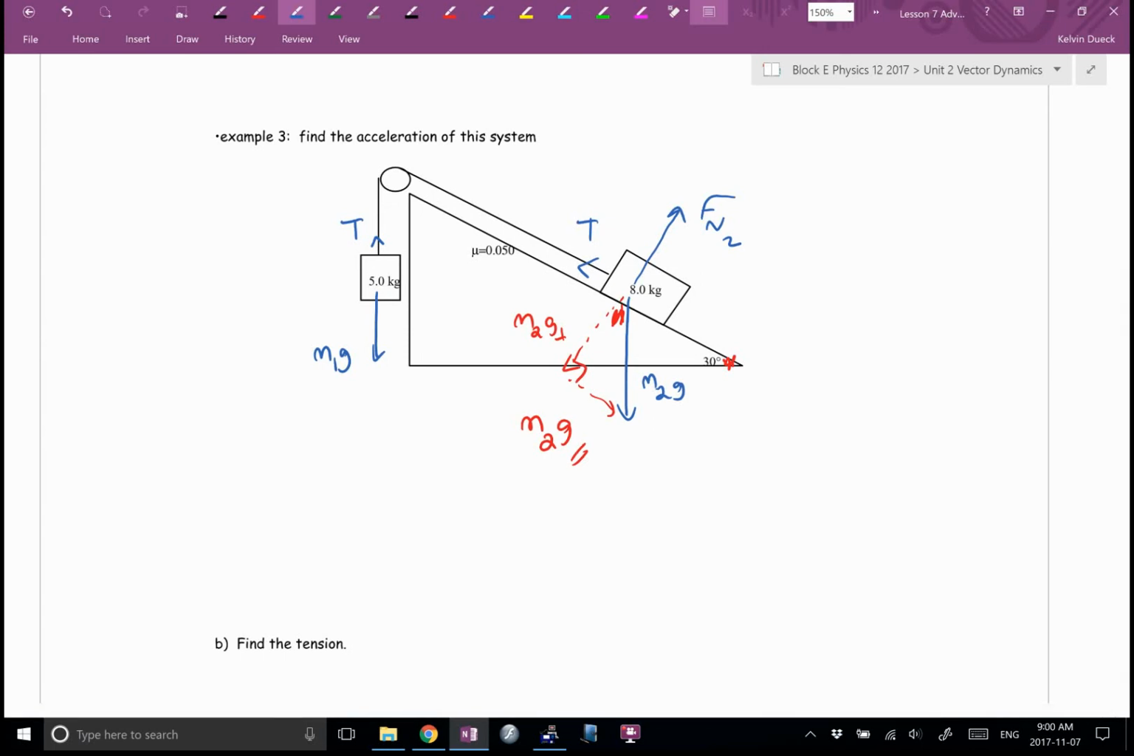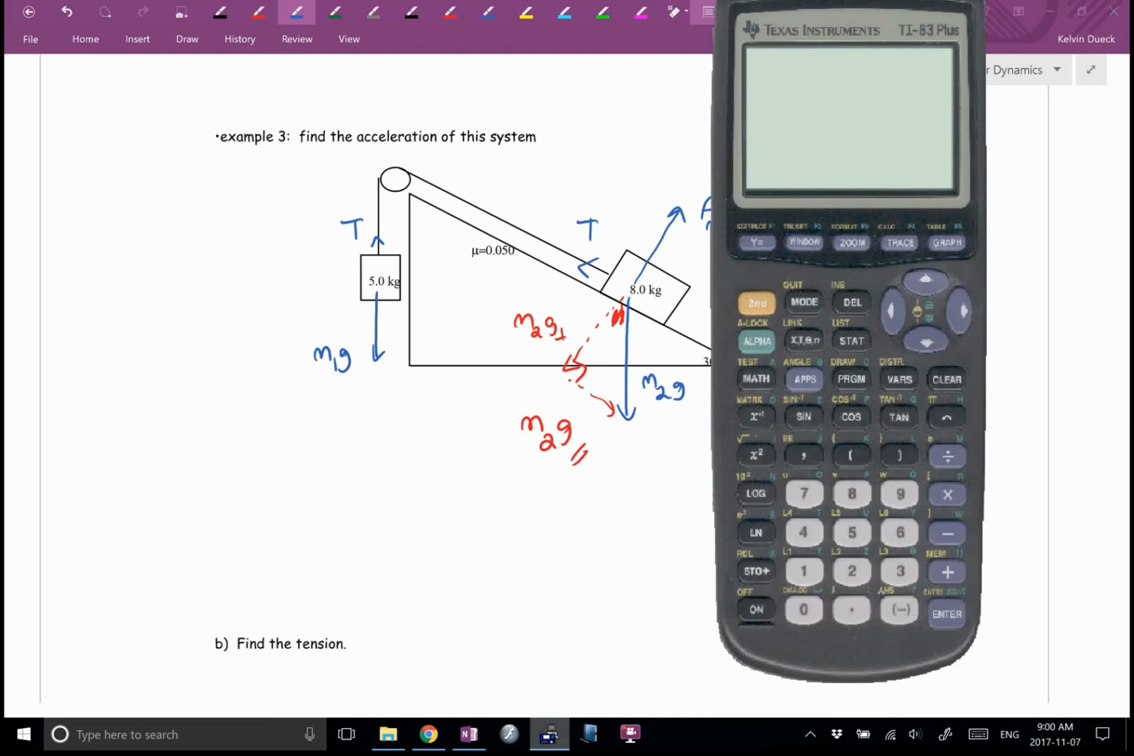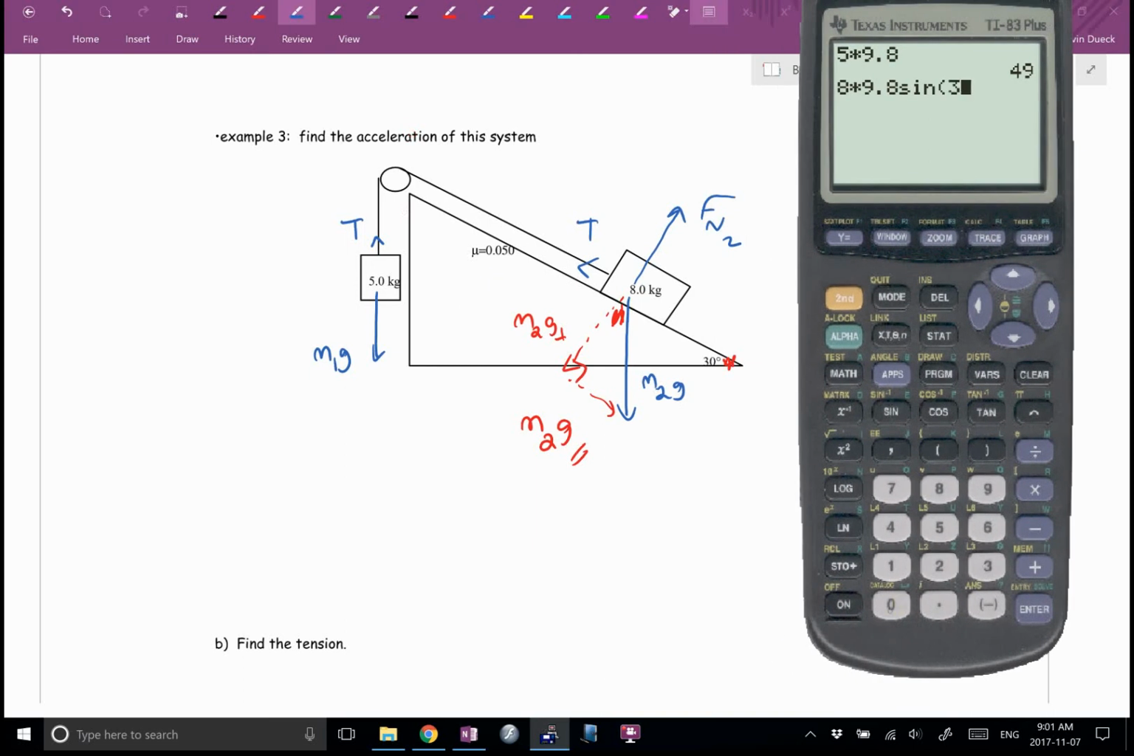You could crunch the numbers really quickly. You could go, okay, M1G is 5 times 9.8. M2G parallel is 8 times 9.8 sine 30. Which one is winning, the 49 or the 39.2? I'm going to guess wrong on purpose, just to show you it's not the end of the world. So I'm going to pretend that mass 2, the 8, is sliding down the hill, even though it is sliding up the hill. I'm going to guess wrong.